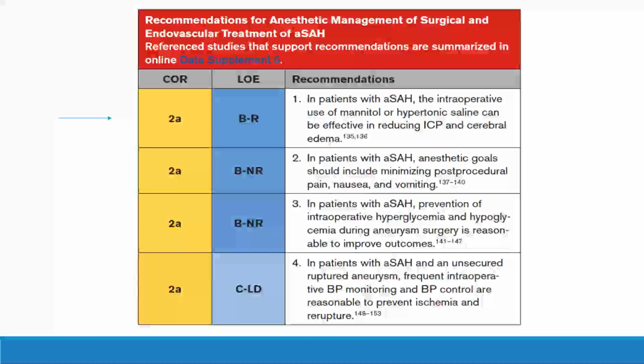It is recommended in the recent guidelines that in patients with subarachnoid hemorrhage, the intraoperative use of mannitol or hypertonic saline can be effective in reducing ICP and cerebral edema.